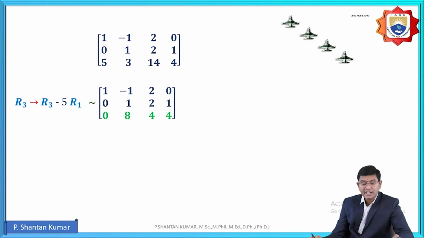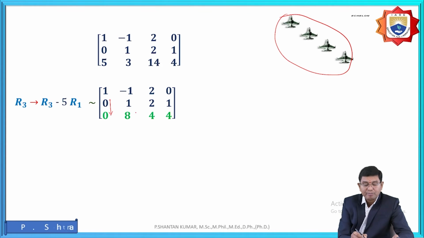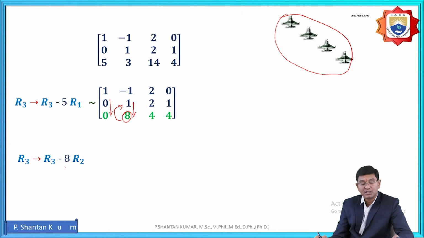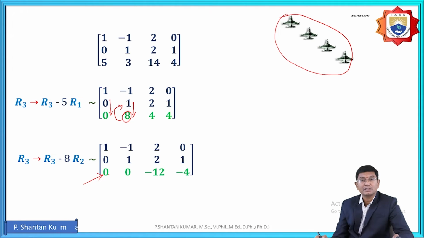This is still not echelon form. Remembering the upper triangular matrix in our mind, the values below are satisfied, but it is required to satisfy the condition fully. Based upon that, we still need to make that entry 0 by using R2. For this purpose, we apply R3 minus 8 into R2. By applying this operation, the first row and second row have no changes. The third row will be 0, 0, minus 12 and minus 1.